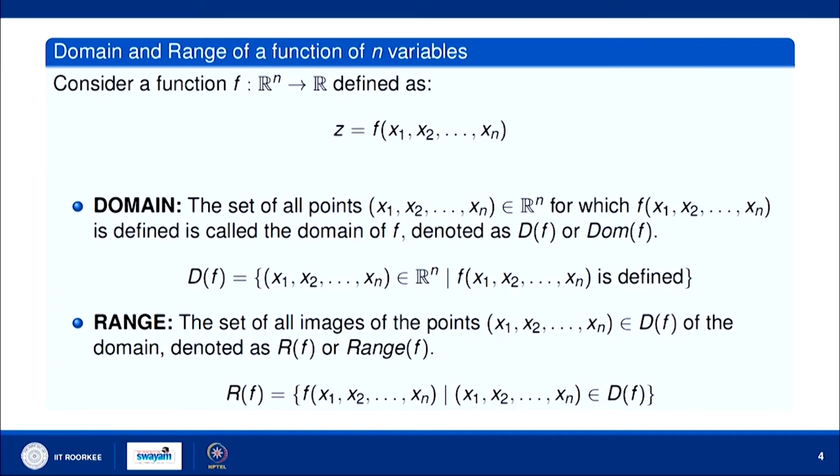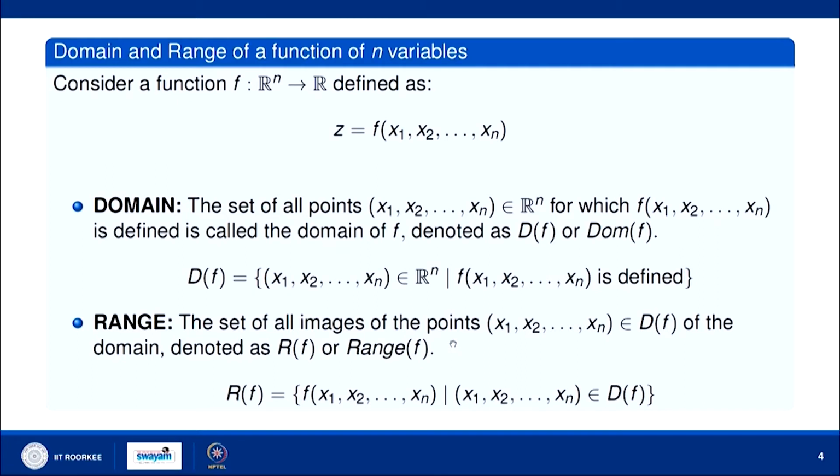Now, how can we define the domain and range of a function of n variables? Consider a function f from Rn to R, defined as z equals f of x1, x2 up to xn. The domain of the function is defined as the set of all points (x1, x2, up to xn) in Rn for which this function f is defined. That is called the domain of f, and the range of f is simply the set of all images of the points of the domain set, denoted by R of f, the range of f.